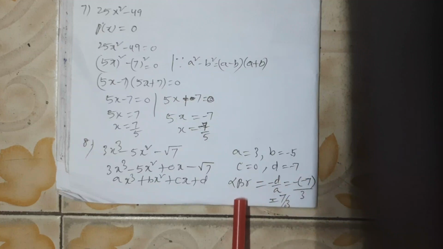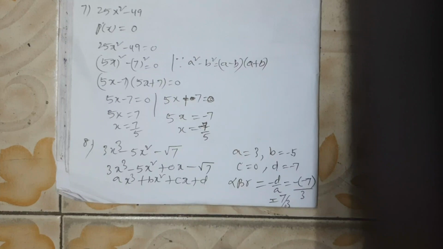They asked alpha beta gamma. That means the product of the three zeros. That value is given by the formula minus d by a. So here minus d value, minus root 7, by a value 3. So minus of minus is plus, root 7 by 3 is the answer. This is only the 1 mark part, the bit part.